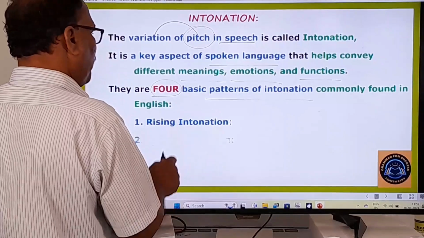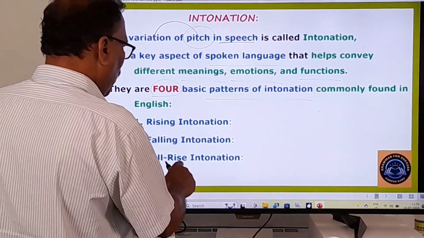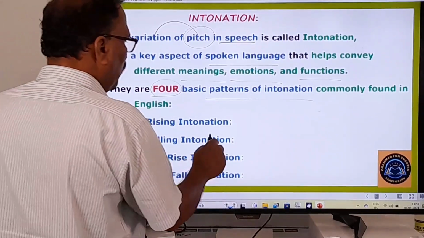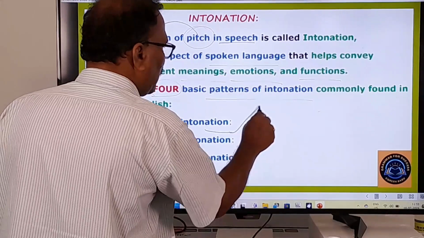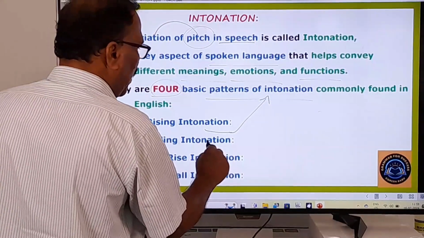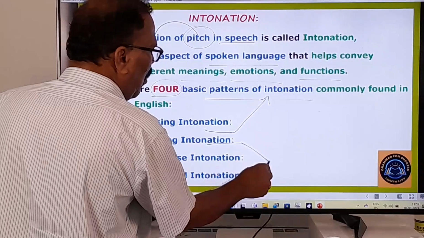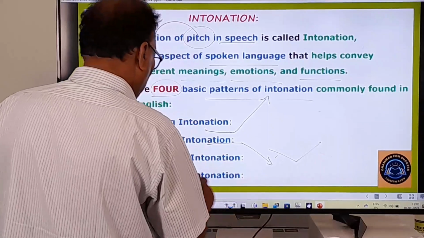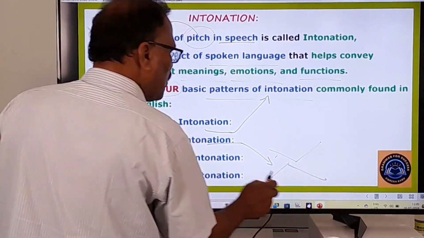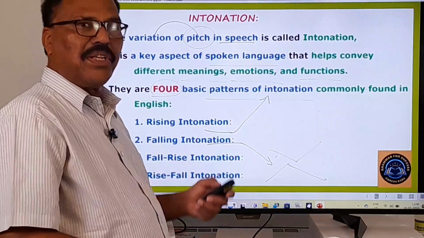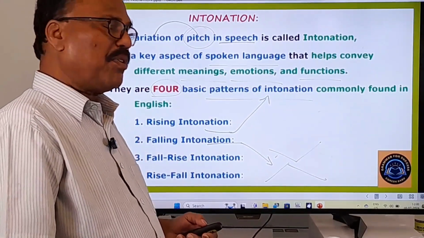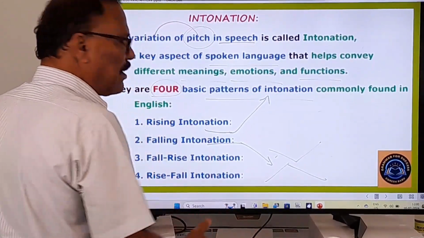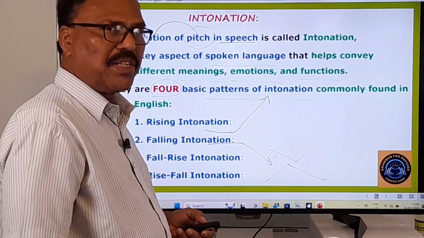So rising intonation, falling intonation, the next fall rise intonation, and the last one here is rise fall intonation. Rising intonation means the pitch at the end of the sentence will go up. The falling intonation means the pitch at the end of the sentence will go down. Fall rise means it will fall first and then rise, and rise fall means it will rise first and then fall. So in this way, all these patterns of intonation are very important from your examination point of view, right? And now let's go to learn about these 4 patterns of intonation, right?